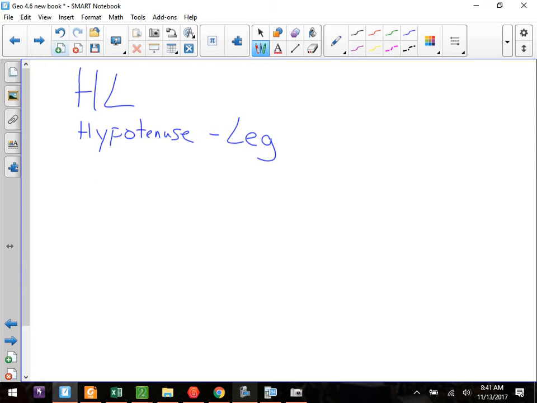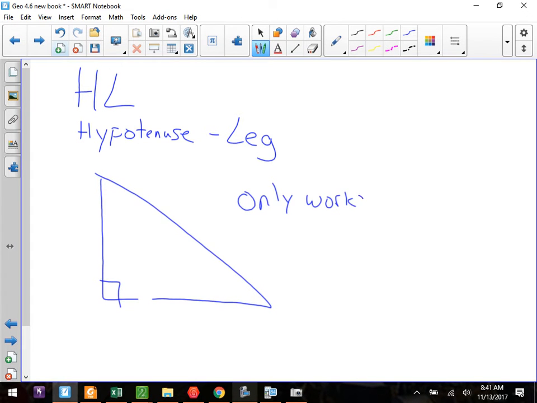we define out hypotenuse leg. This only works with right triangles. It's the only possible way this will work. So we're talking about right triangles.